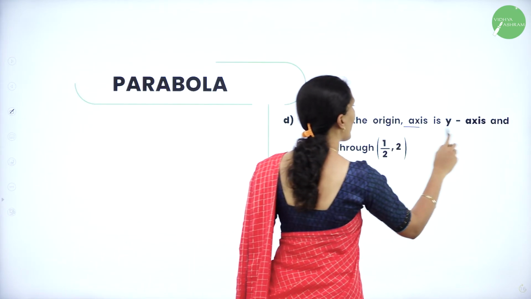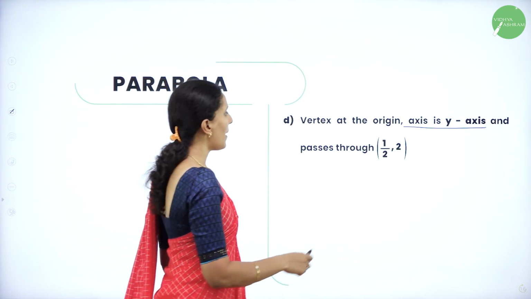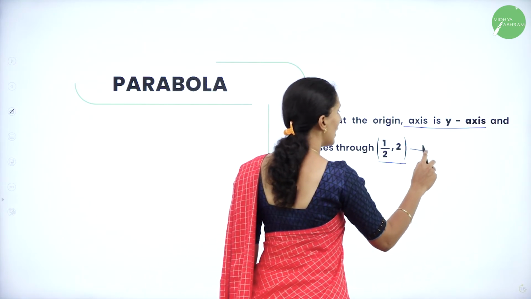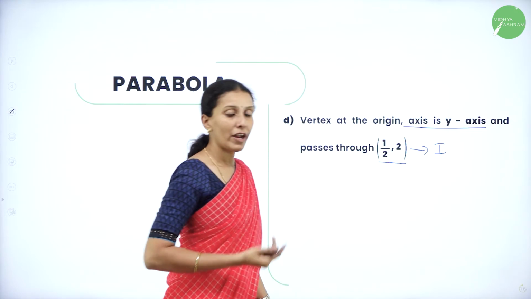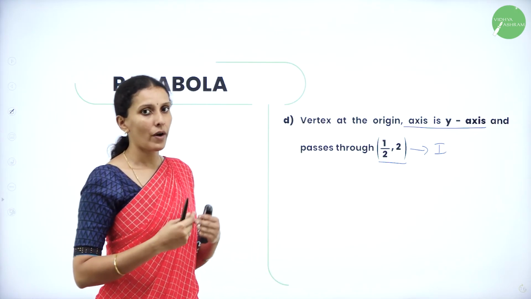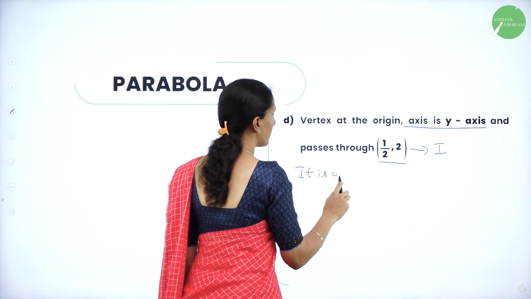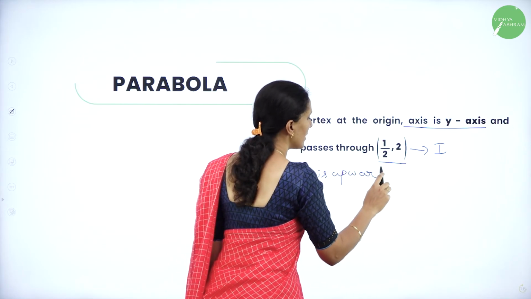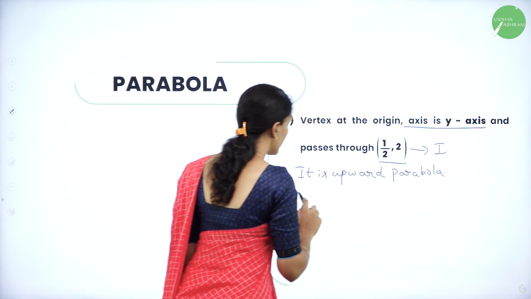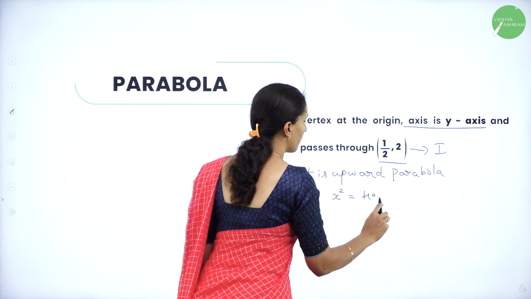So axis is y-axis means a downward or an upward parabola. Passes through the point (1/2, 2), which lies in the first quadrant. So then where does the parabola touch? It must touch at the first quadrant. First quadrant means clearly we can say it is an upward parabola. So if it is an upward parabola, it takes the form of x square is equal to 4ay.